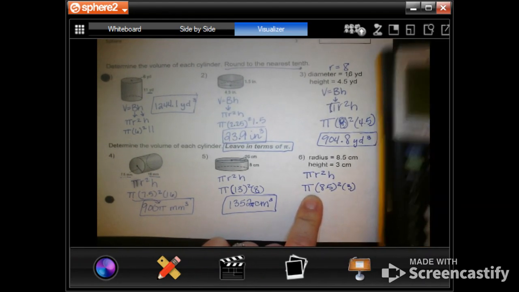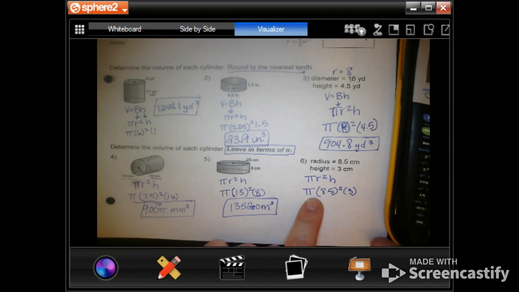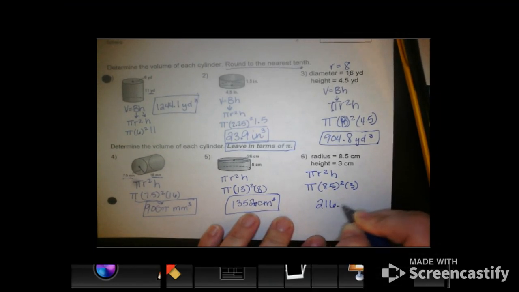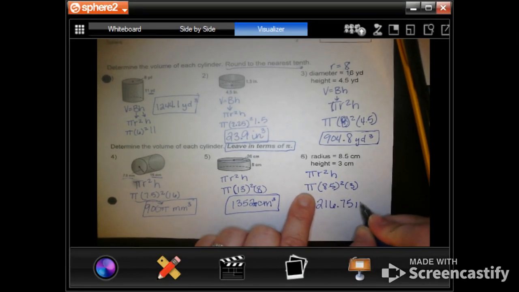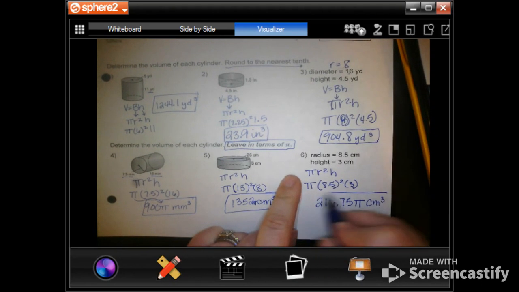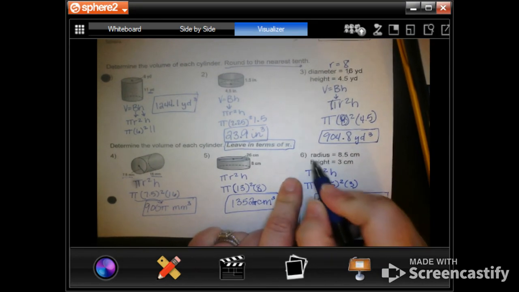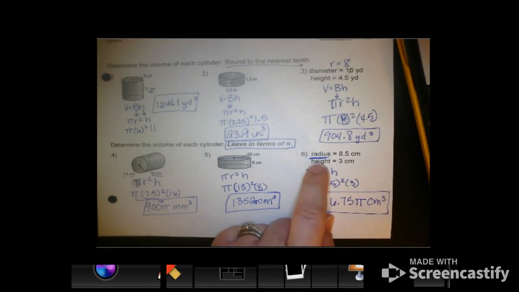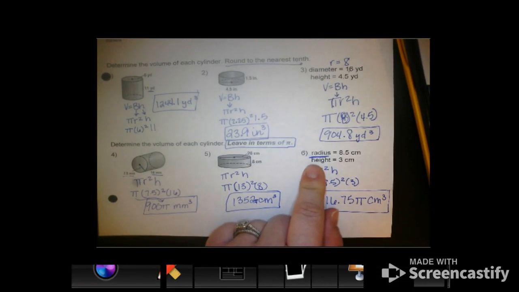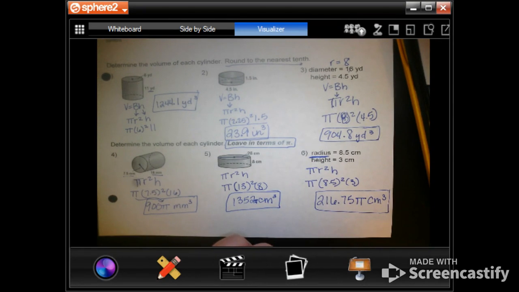When I plug this in, oh my god, oh crap, I shouldn't have plugged in pi. Okay, what did you get when you plugged in 8.5 squared times 3? 216.75. I have to put my pi behind it. Centimeters cubed. Audrina, I did not have to half it. Why did I not half this measurement? Because it gives me the radius. If that would have said diameter, then yes, I would have had to. But since it gave me the radius, I didn't have to do anything. Okay? Just skip it, do the rest, and I'll talk to you about it in a minute.